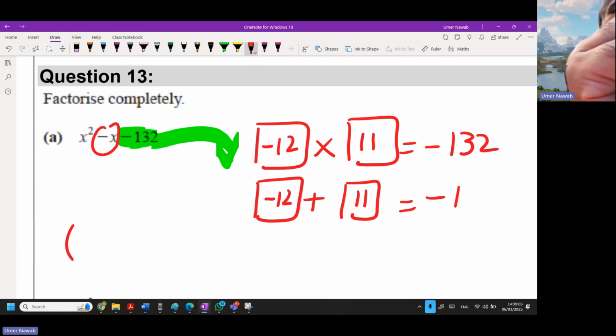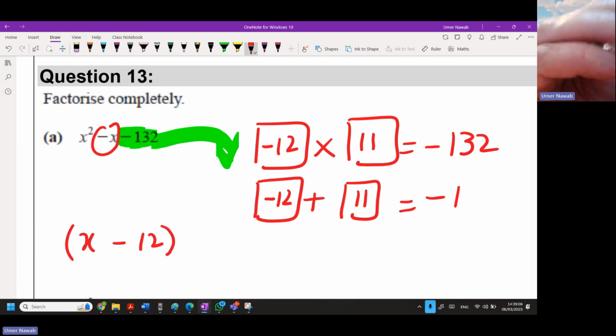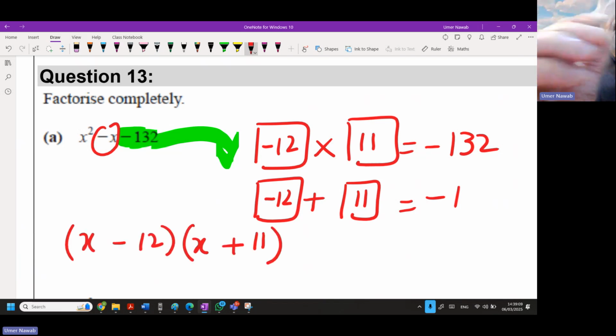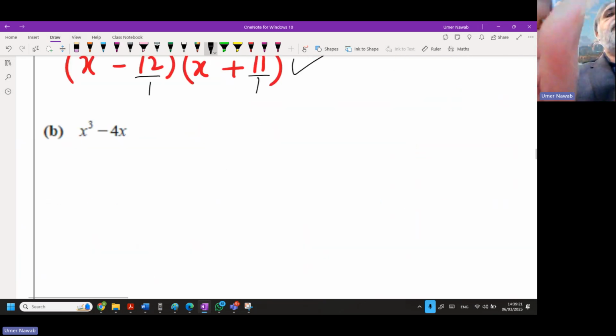So I'm going to write my two factors, x minus 12 and then x plus 11. Remember, there is a 1 here, no need to divide anything. So this is the required factorization, divided by 1, because there is a 1 over here. So this is the final factorization we are going to get.